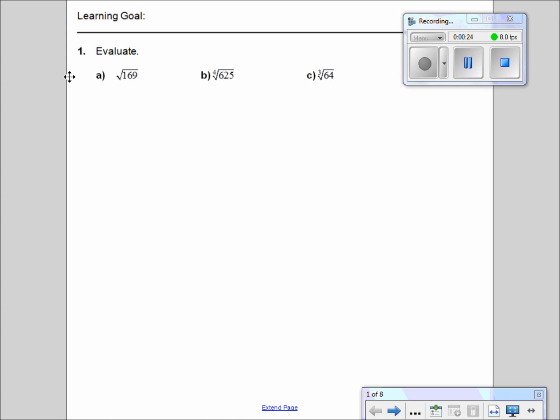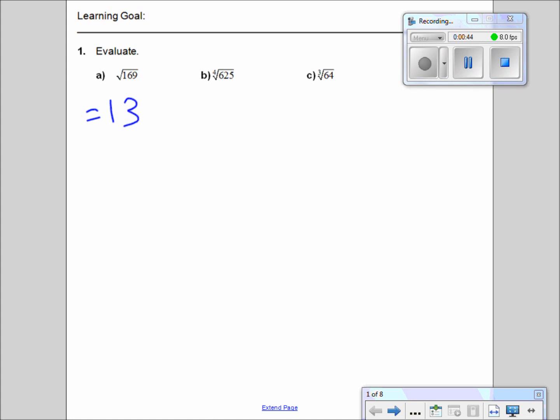So first of all, what we're doing here is evaluating. This is just you getting comfortable with the calculator. So the square root of 169 is 13.